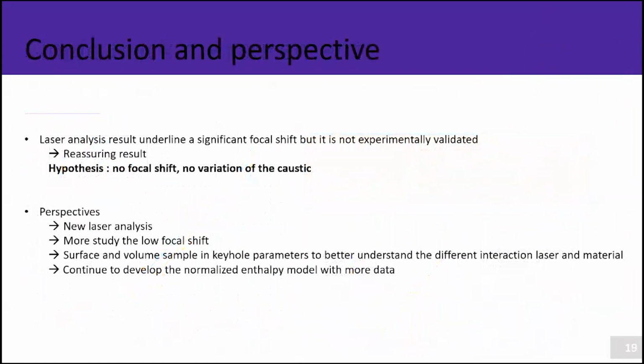So to conclude, we made some laser analysis that underlines a really high focal shift, but it's not measured and validated experimentally. This is a reassuring result because if we actually had this high focal shift, it would be impossible to build with this machine, and that is not observed because other people use this machine without any problem. But we do have a focal shift, and we are actually working to better measure it, by new laser analysis and sample fabrication.